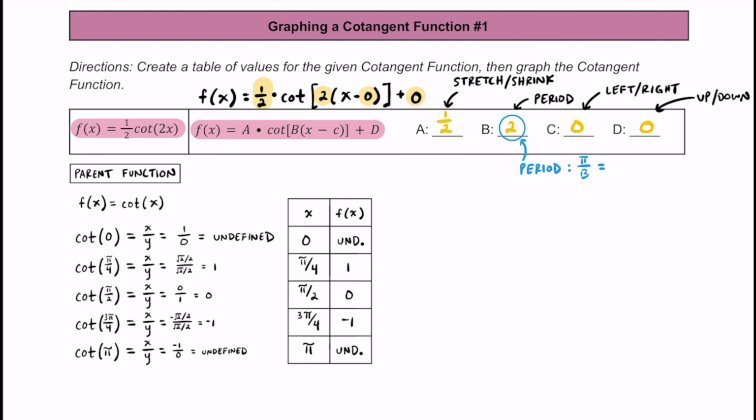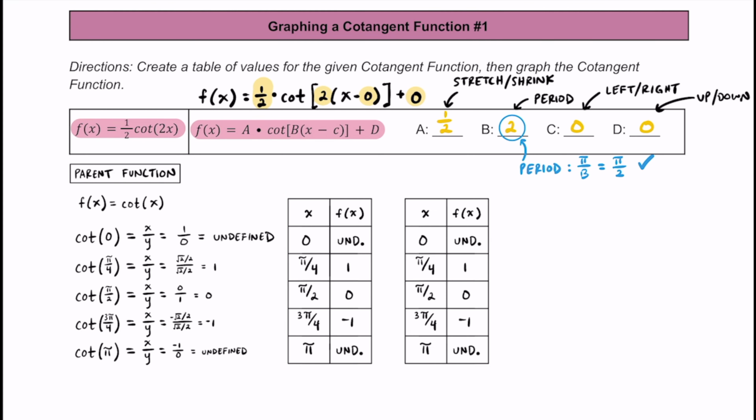In this case, we have b equals 2, so pi divided by 2, or pi over 2, is going to be our period for this function. So let's go ahead now and take this original table we had for the parent function, and let's make some changes to it. Let's get rid of this pi over 4, pi over 2, 3 pi over 4, and pi, because we're going to have some new values there instead.